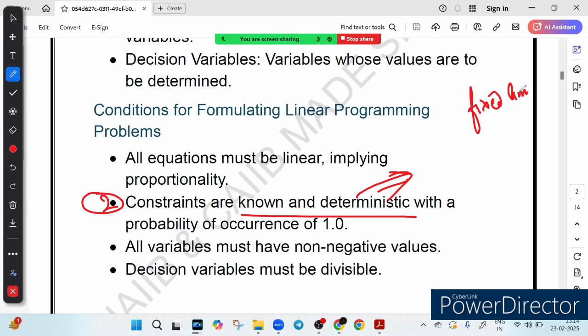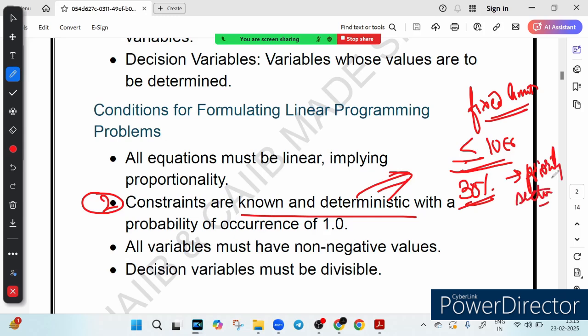Imagine a bank is deciding how much to lend. So the bank needs a clear and fixed limit, like total loan cannot exceed 10 crore. So the total loan must be less than or equal to 10 crore. Or they can say at least 30% of the fund must go to the priority sector. So these are the limits.